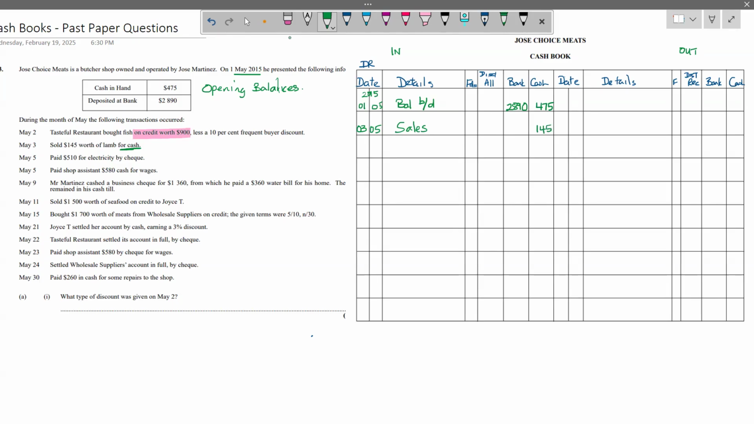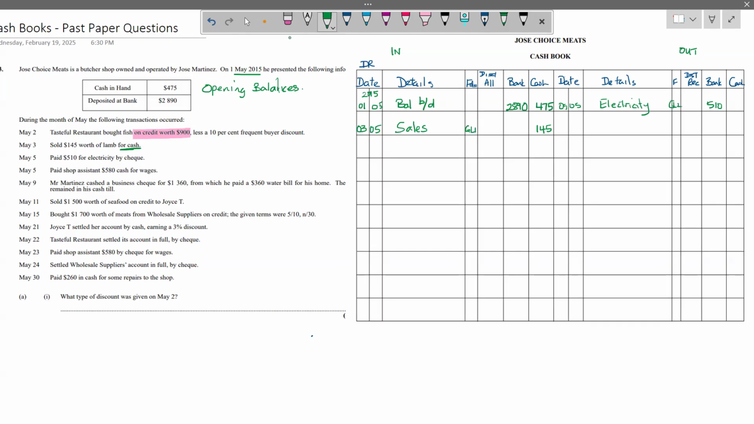May 5th, we paid $510 for electricity by check. So that's a payment, money going out. So this is the 5th of May, 0505. What are we paying? We are paying electricity. And we are paying that by check, 510. Now we have the folio column, right? So we could put in folio numbers if you wish, right? GL1 or something like that, GL2 for the electricity account.